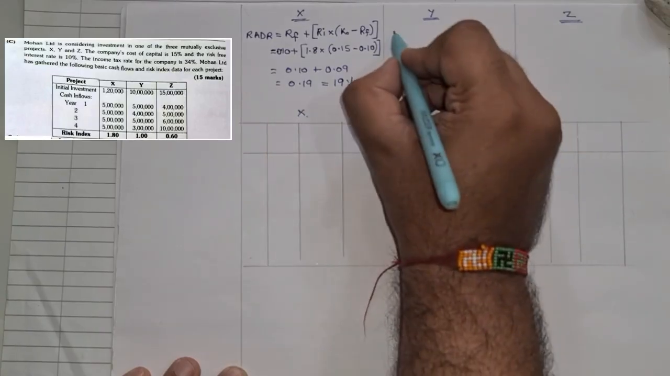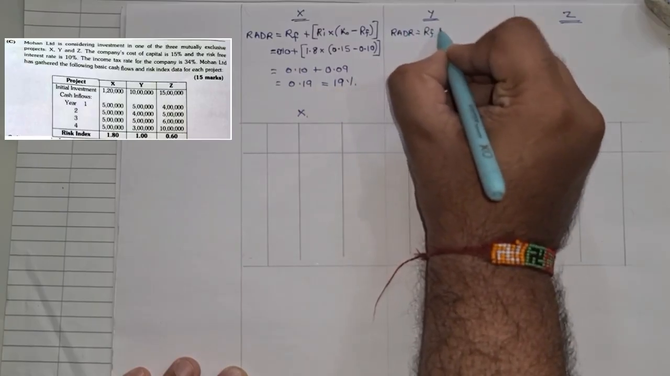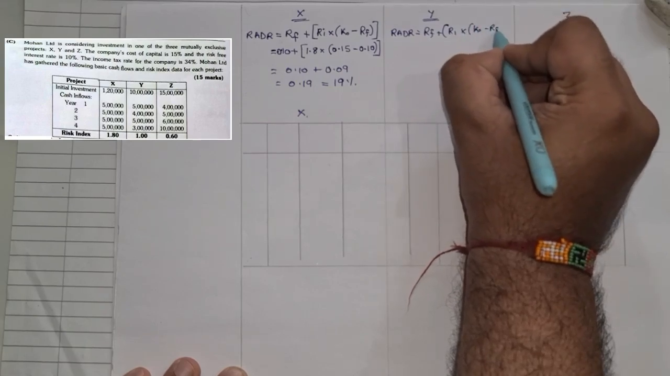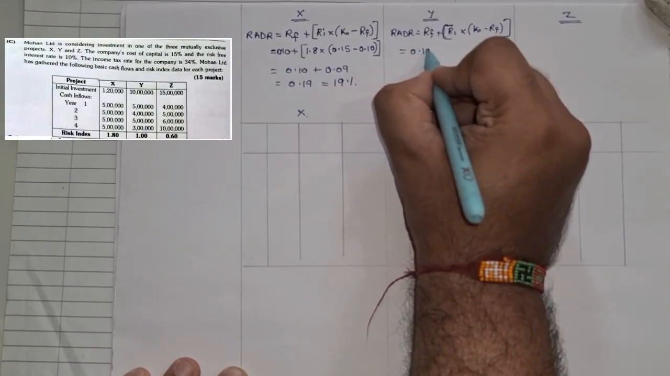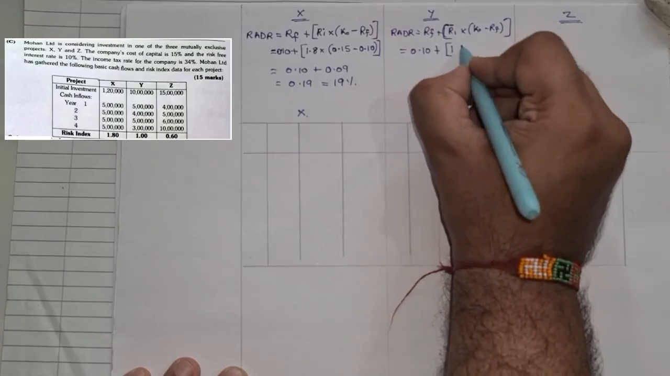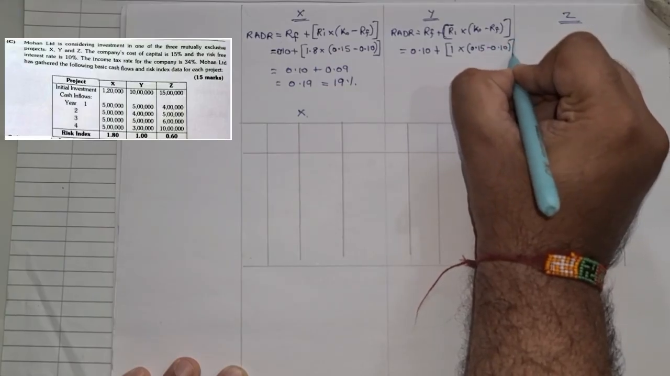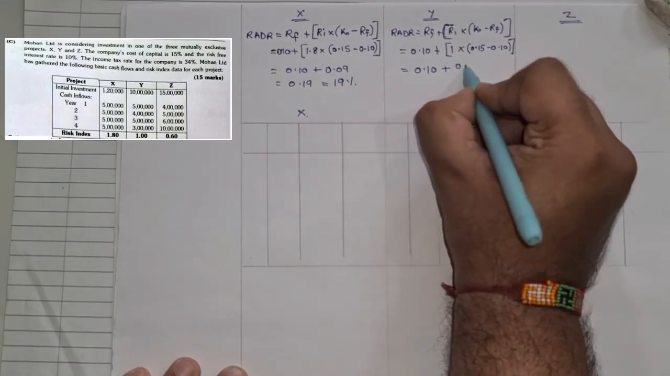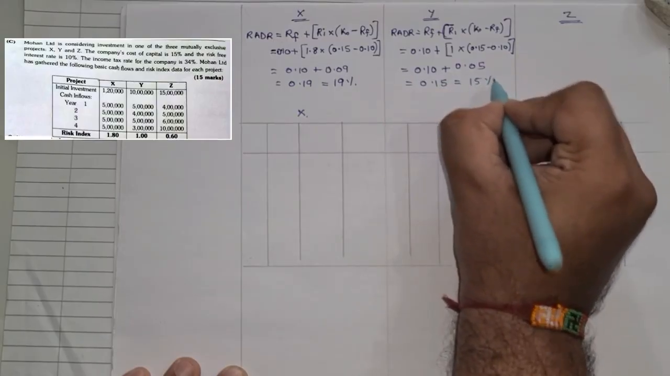Now, in the same way, let us find the risk adjusted discount rate for Y. The formula is risk free return plus risk index into cost of capital minus risk free return. Risk free return was 10%, so 0.10 plus the risk index of Y, which is 1, into cost of capital 0.15 minus 0.10. This is 0.05, so the total comes to 0.15, which is equal to 15% for Y.